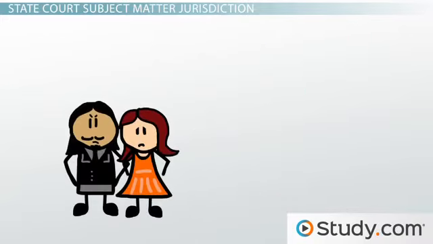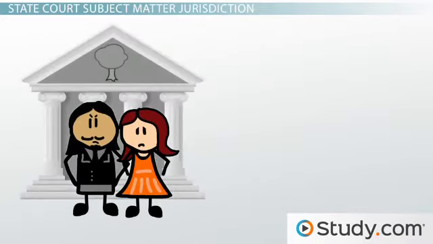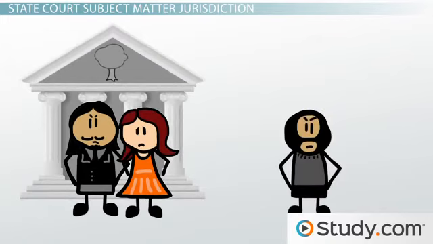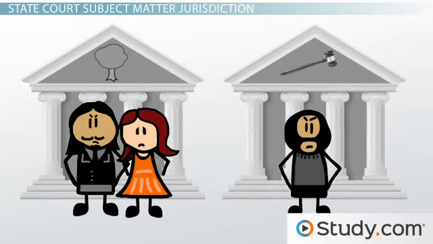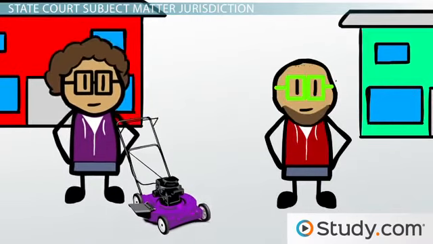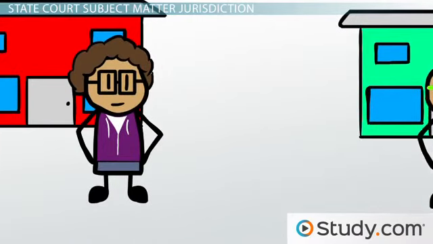If a husband strikes his wife, the case would be heard in family court. A shoplifter would be tried in criminal court. For example, Sammy lent his lawnmower to Pete. Pete cut his grass and returned the mower.